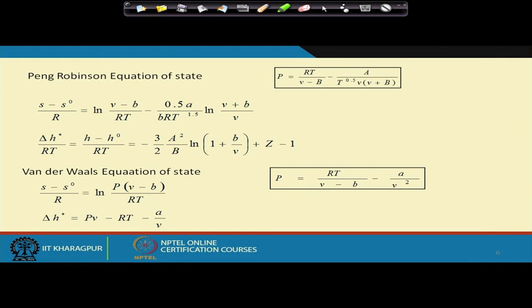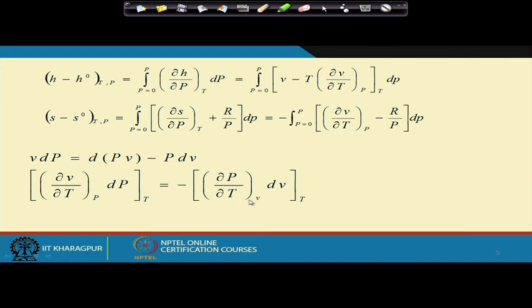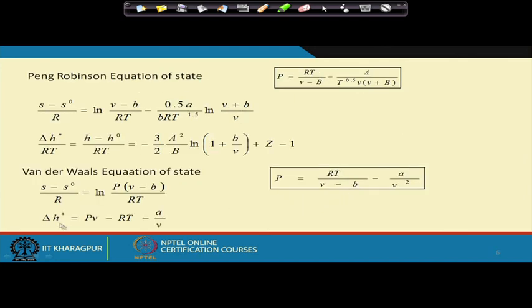This is the van der Waals equation, and in this particular equation it was a home assignment. If you make the necessary substitutions here, then the final equation which you arrive at is this. Once you arrive at this equation, finding out delta H star is no problem. P and V are known, R T are known, A is already given. So, you can find out delta H star, and same way you can find out delta S star as well, right.